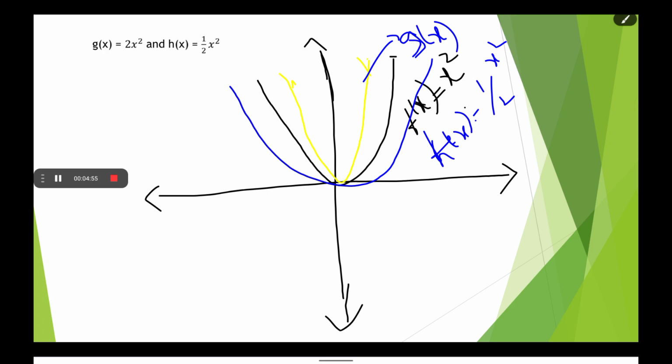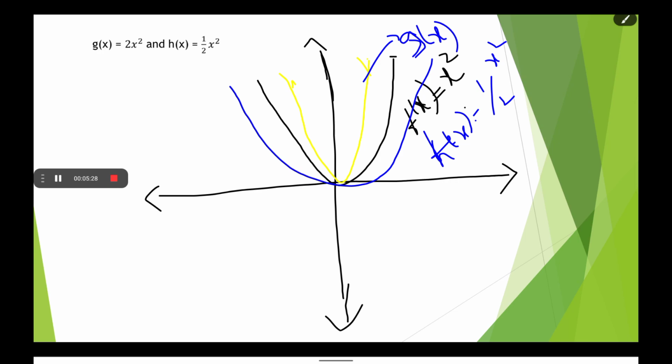Stretch means it's away from the x-axis. If the value is less than 1, it's away from the y-axis. The graph must be away from the y-axis. Just imagine like this, then it becomes very easy to understand the stretching and shrinking. I hope you all understand this. It's very simple.